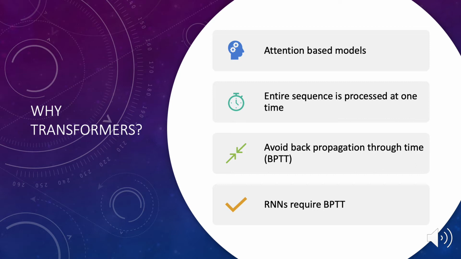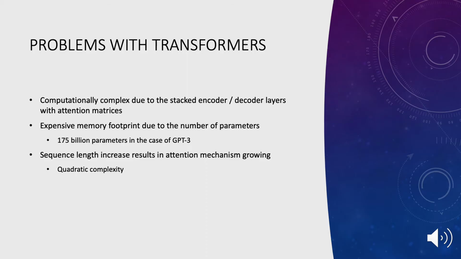So as wonderful as transformers may be, they are, of course, not perfect. They suffer from many problems. The biggest problem is computational complexity. The attention matrices can become very expensive to compute. The memory can become very overwhelming. In the case of GPT-3, we have 175 billion parameters. And as the sequence length increases, the attention mechanism continues to grow in complexity, actually at a quadratic rate.